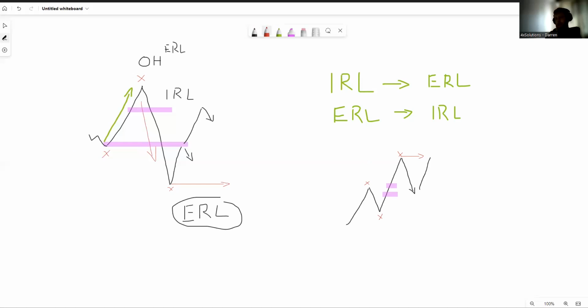Are there any questions currently about what we're discussing here, about this order block structure and internal, external range liquidity?